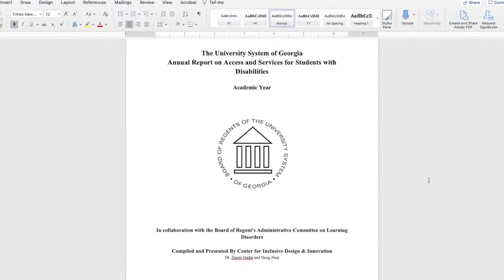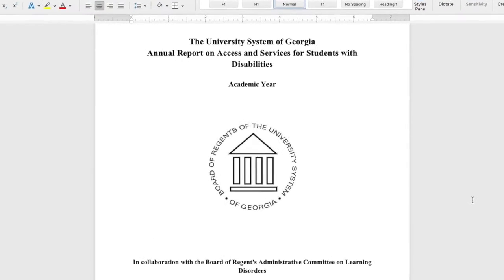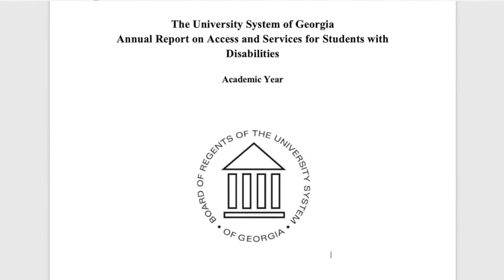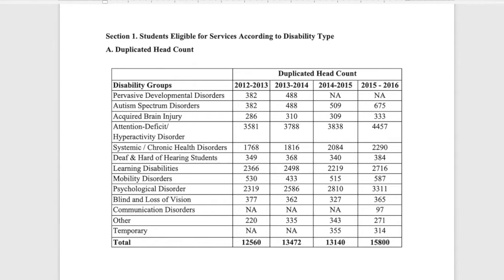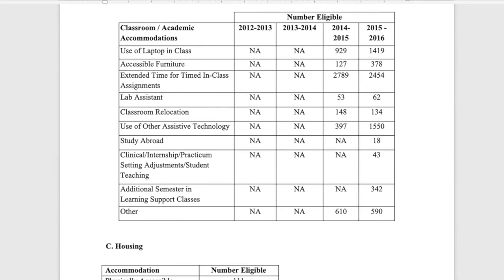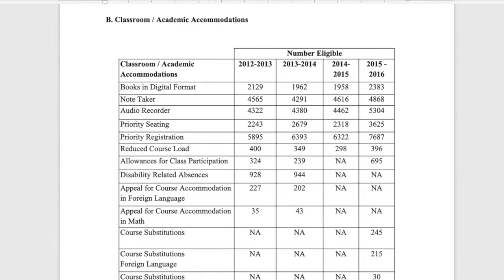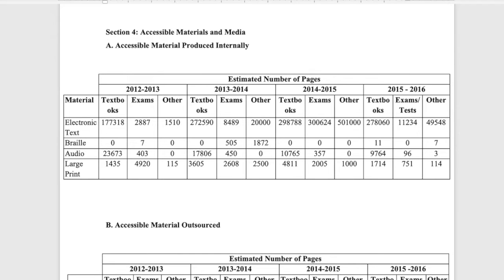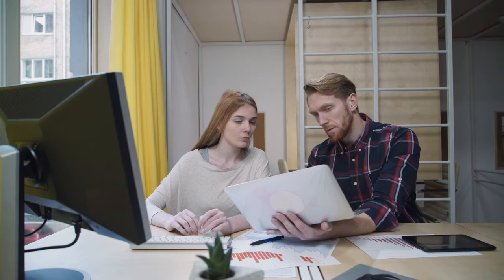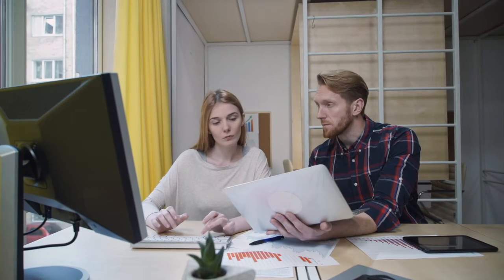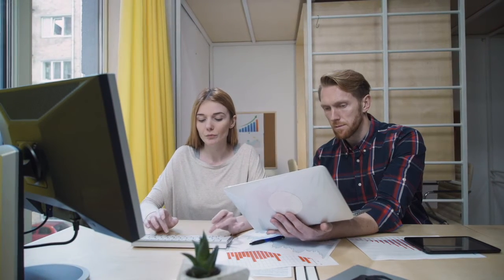The BOR Annual Report represents an aggregate of services provided during the previous academic year. It includes sections on student counts, types of disabilities, the provision of accommodations, both in the classroom and testing environments, staffing, housing, accessible materials and media, and distance learning. Historically, the annual report is completed at the end of spring semester, covering data from the previous summer, fall, and spring. Data should be collected throughout the year to make the completion of the BOR Annual Report easier.